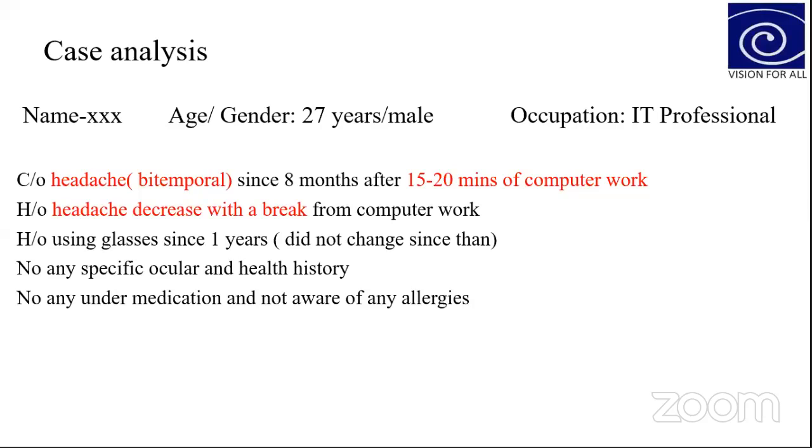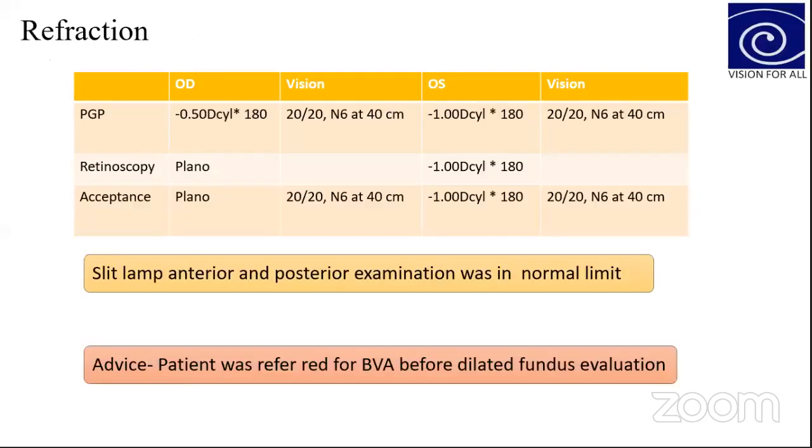There is no specific history of ocular health problems, ocular examination, or trauma, and he is not on any medication and not aware of any allergy. His PGP in the right eye is 0.5 cylinder at 180 degrees, with vision 20/20 and N6 at 40 centimeters. The left eye has -1 diopter cylinder at 180, with vision 20/20 and N6. On retinoscopy, the right eye is plano and the left eye is -1 cylinder at 180 degrees.